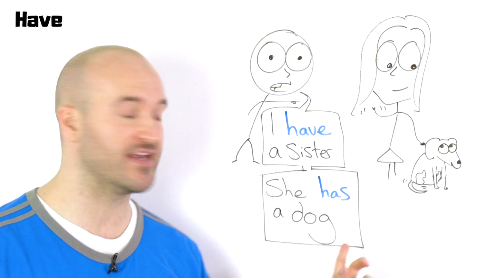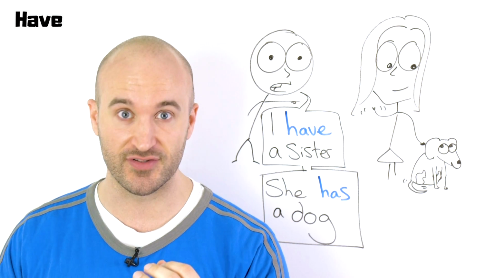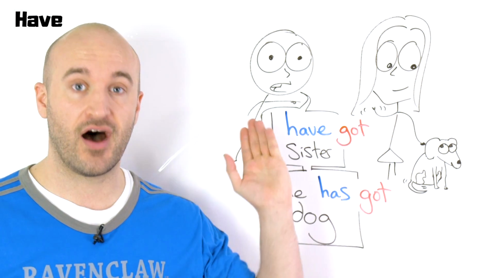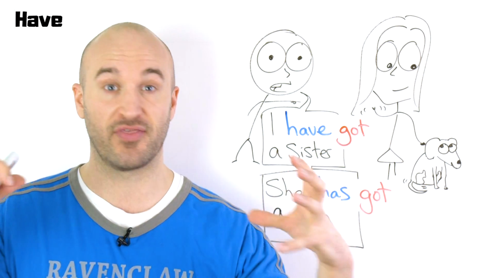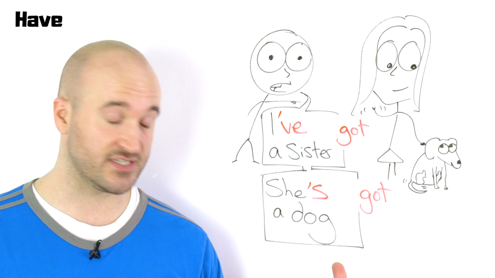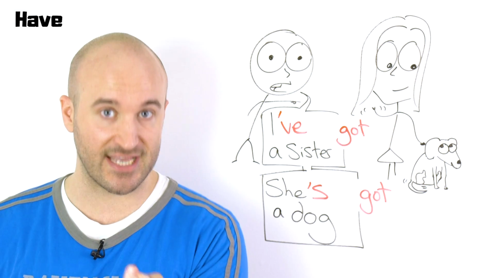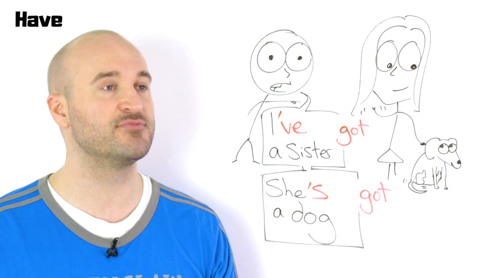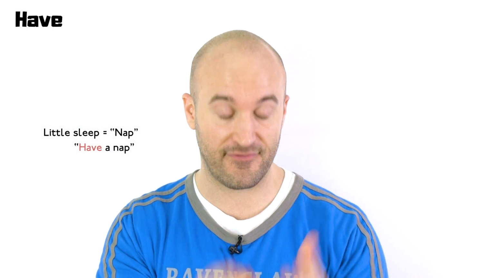In schools, they teach you this. However, with possession, it's much more common, much more natural to say it like this. I have got a sister. She has got a dog. More natural, more common is with the contraction. I've got a sister. She's got a dog. So if you're talking about possession, use have got. It's much more common, it's much more natural. Have is not just for possession, also actions collocate, link with have. For example, a little sleep is called a nap, and we say have a nap.